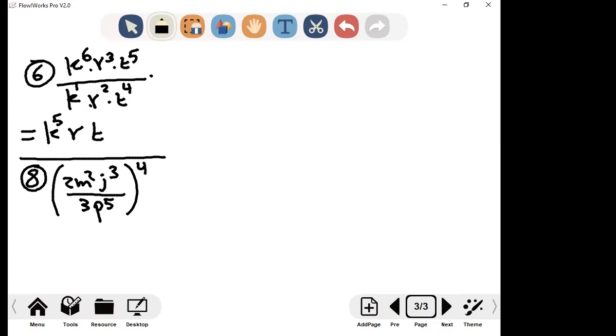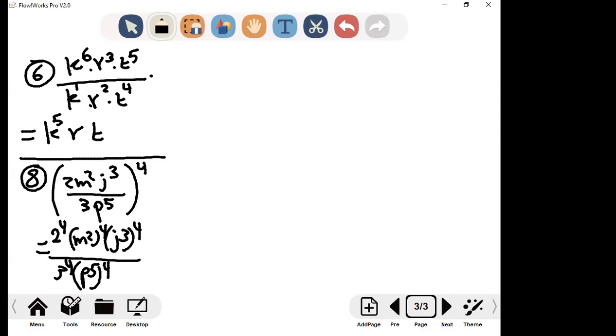So here, let's distribute. We said we distribute the 4 to each thing inside, right? So the 2 will take the 4. The m power 2 also will take the 4. The j power 3 will take the 4. Over the 3 will take the 4. The p power 5 will take the 4. You give power 4 to each thing inside.